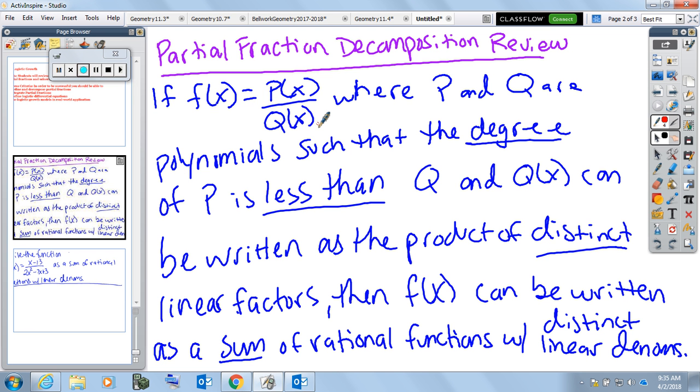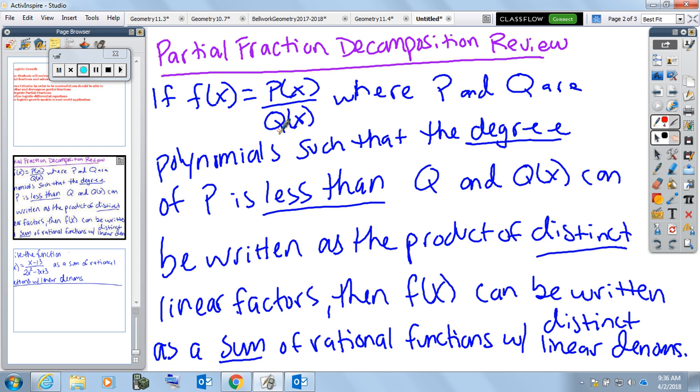The exponent, right? And we have to also make sure that Q of x, the denominator polynomial, can be factored out. It can actually have distinct factors that we can look into. However you want to do your factoring, by trial and error, by box method, whatever it is. If this is the case, we can check off that it's a polynomial over a polynomial, that the degree of P is less than the degree of Q, and that Q can be factored out with at least two linear factors. Then f of x can be written as a sum of rational functions with linear denominators.